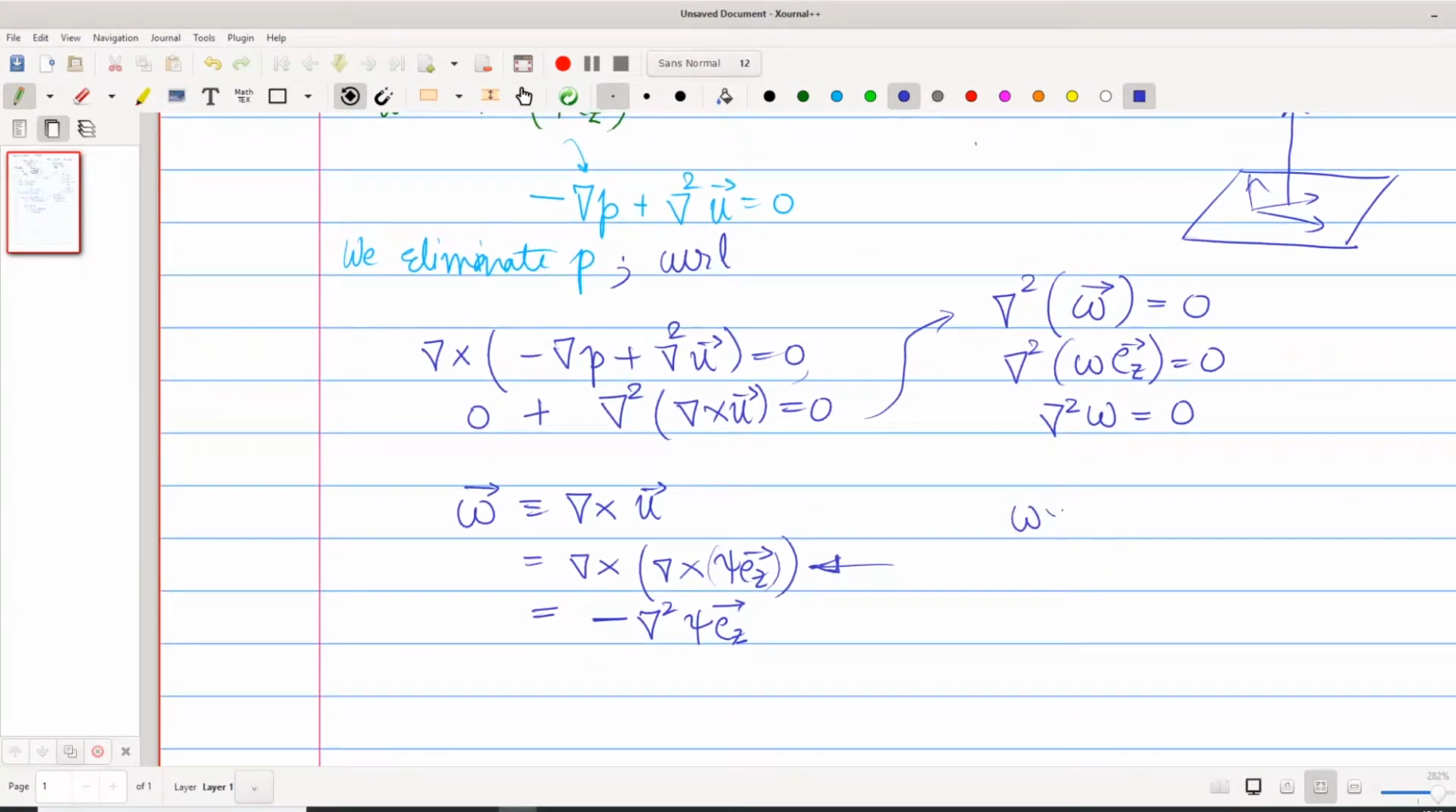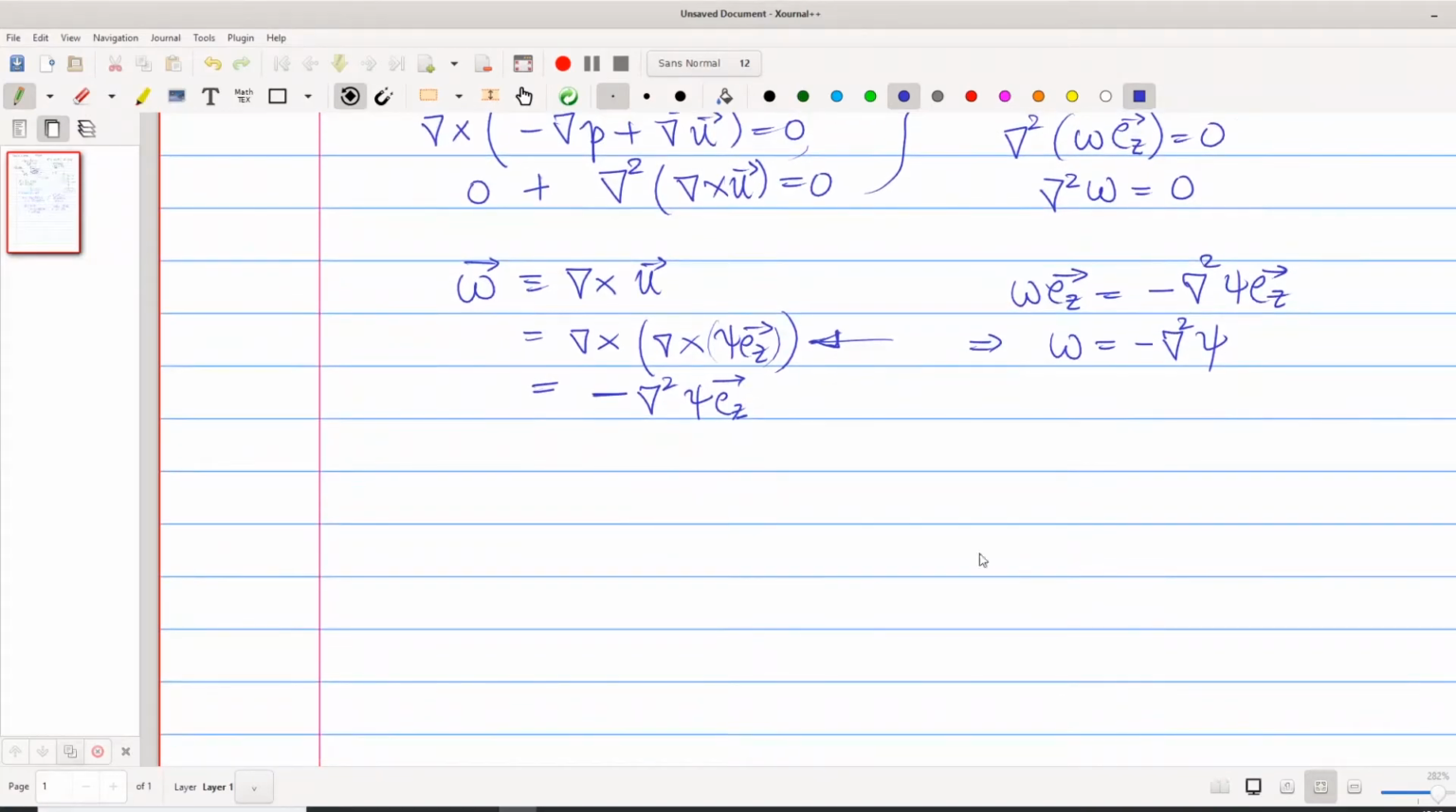So omega Ez is equal to minus Laplacian of psi Ez, because omega is only pointing in the Ez direction. Because this vector equation is in this form, we can write omega is minus Laplacian of psi. So essentially we reduce the governing equation. Let me write it again into the following form.